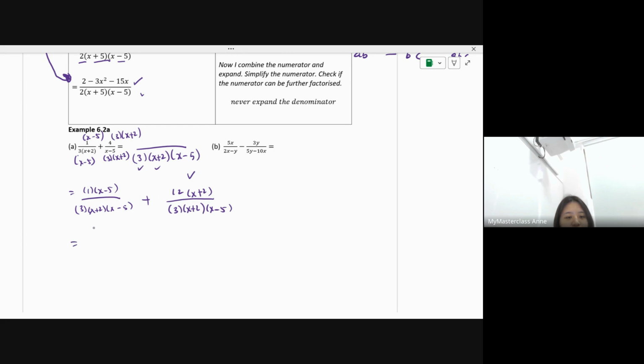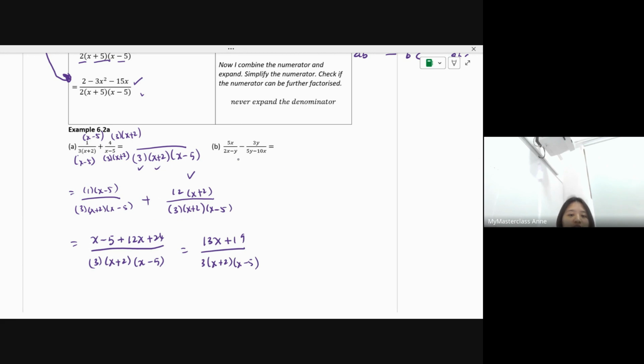So you can see they have the same denominator already, so we can combine them together. x minus 5 plus 12x plus 24 divided by 3 times x plus 2 times x minus 5. And then I'll get 13x plus 19 over 3 times x plus 2 times x minus 5 as my final answer.